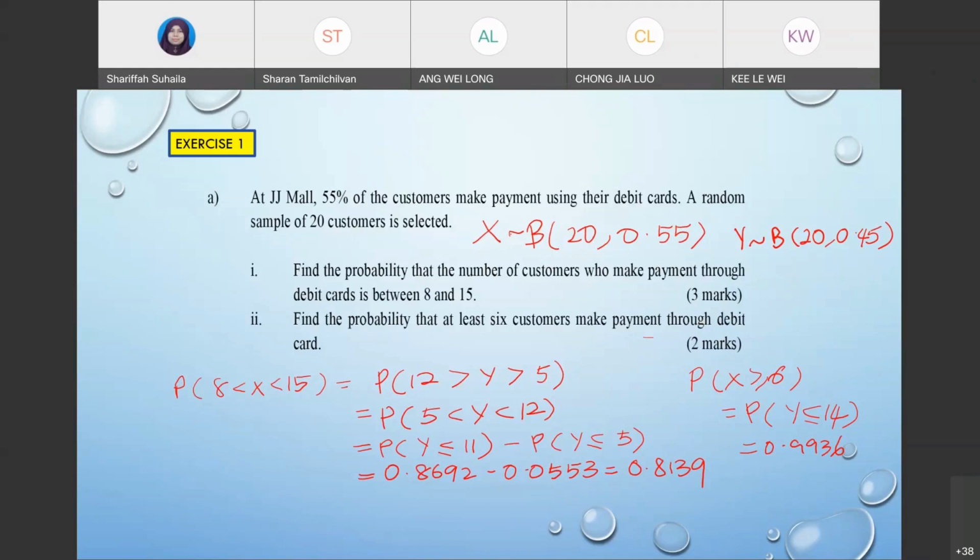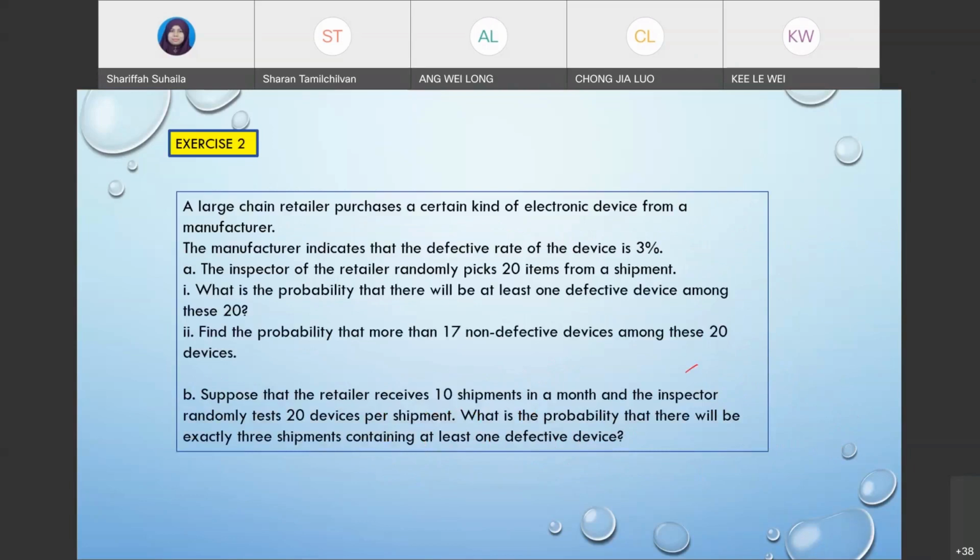Okay, so the next one, we try the last one for binomial. Okay, try it first. We have two parts, part A and also part B. Okay, solve part A first.